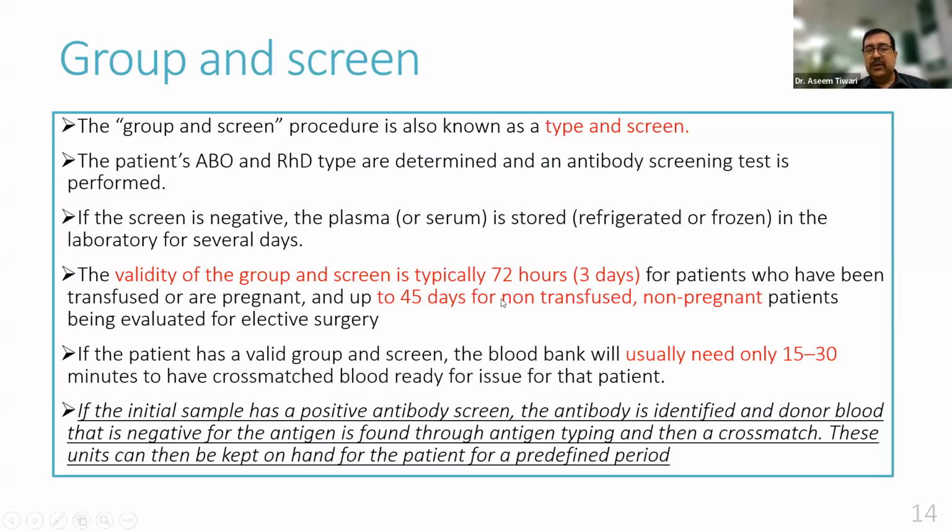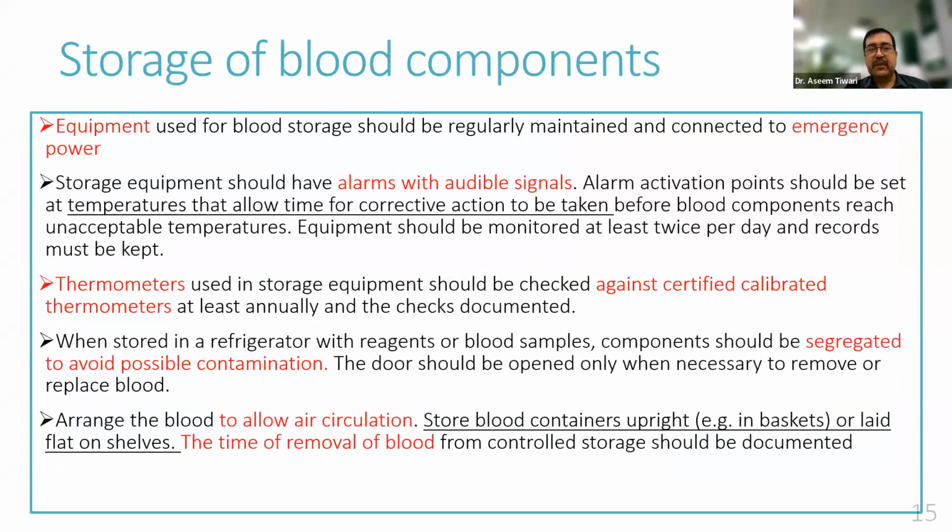Normally, the validity of group and screen is 3 days because this is the period when some patients can develop new antibodies. So you need a fresh sample and a fresh antibody screening after 3 days. And if blood is required, it takes hardly 15 to 30 minutes to cross match and issue the blood unit to the patient.